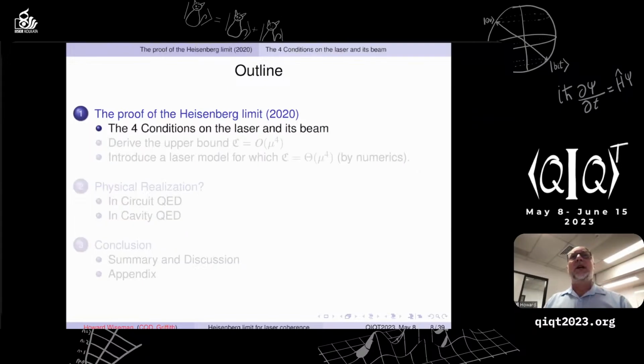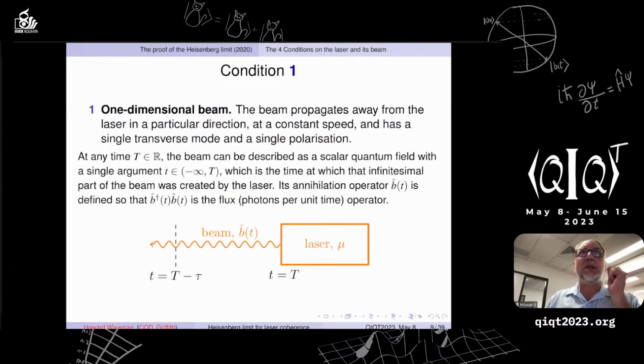All right, so this proof that we had in this paper in 2020 of the Heisenberg limit, how did we do it? Well, we had to begin by being a bit more specific about what we mean by a laser than just this intuition that it's something that takes no coherent inputs and creates highly coherent outputs.